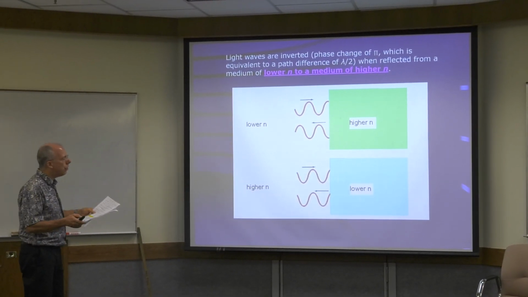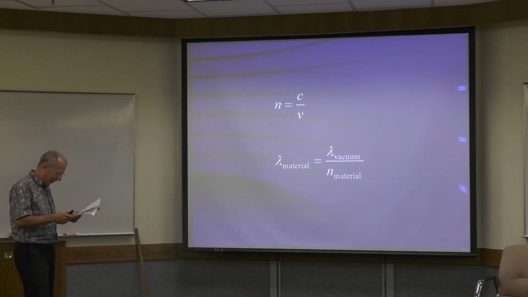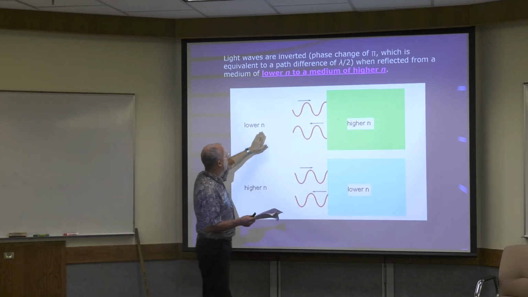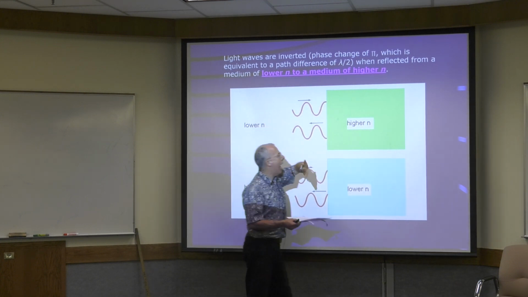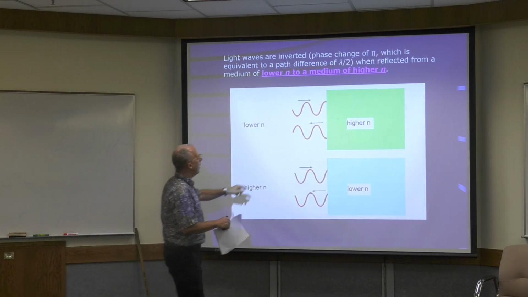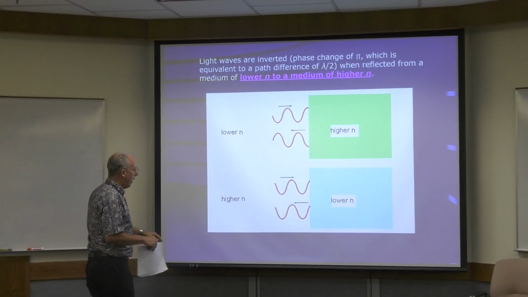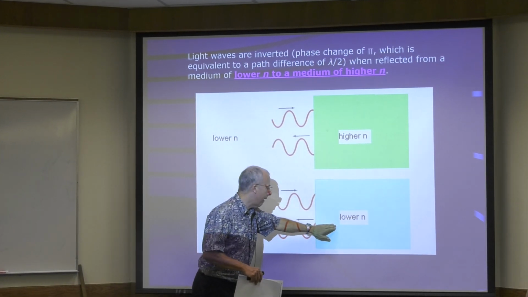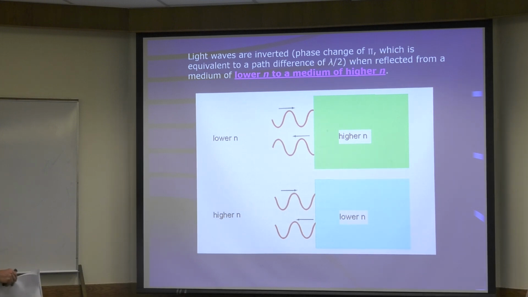Remember that? Here's the important thing. Are you ready? When light travels from a low n, like let's say vacuum, to a higher n, like glass, look what happens. Here's an up, here's a down. It flips. When light goes from a high n, like glass, to a low n, like a vacuum, it doesn't flip. So let's read it.